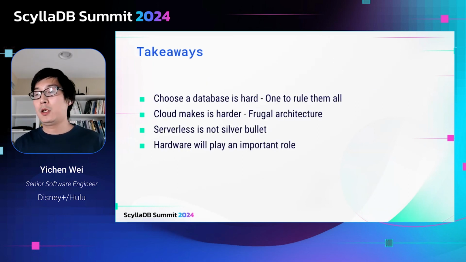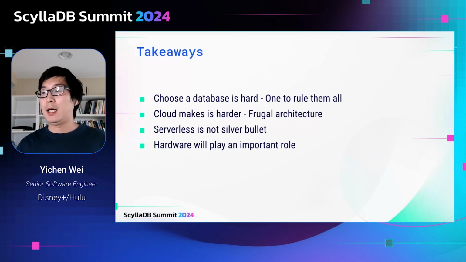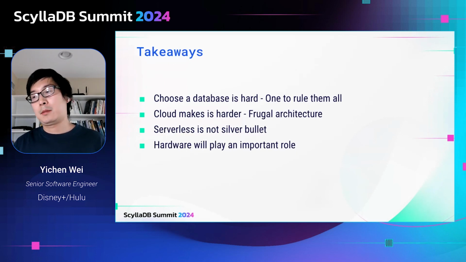Yeah, that's almost all for this sharing, and these are some takeaways. Choosing a database is hard. There's no one to rule them all. You need to consider not only the features, but also the costs, maintenance efforts, and evolution in the future as well. If you want to choose a database in the cloud, that makes it even harder. And serverless is not a silver bullet, especially in the database domain. In our case, because of the high throughput and the low latency requirements, serverless is probably not an option.